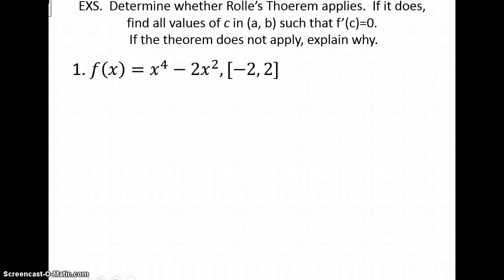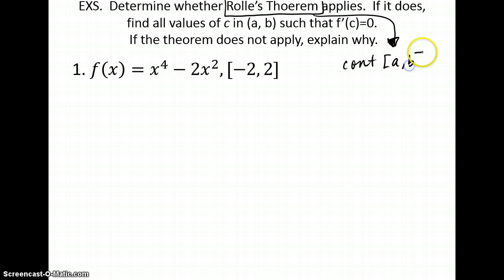Okay, so these are the directions when you complete the homework. Determine whether Rolle's theorem applies. If it does, find all values such that the derivative equals 0. If the theorem does not apply, explain why. Alright, so when you are tested on this, I become very adamant about checking the conditions. The conditions of Rolle's theorem are continuity on the closed interval, differentiable on the open interval, and the y values of the endpoints have to be equivalent.